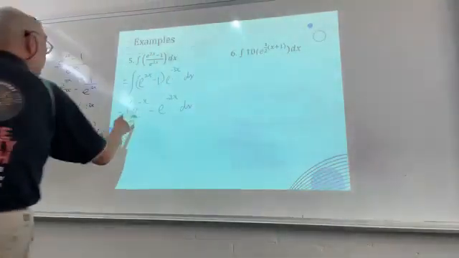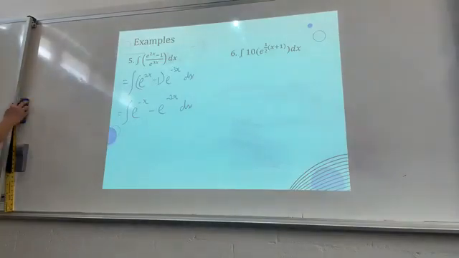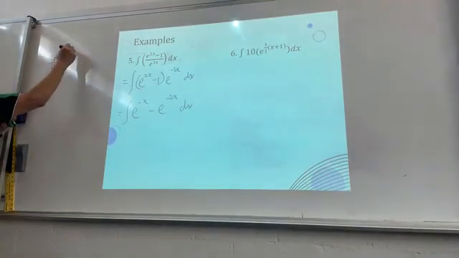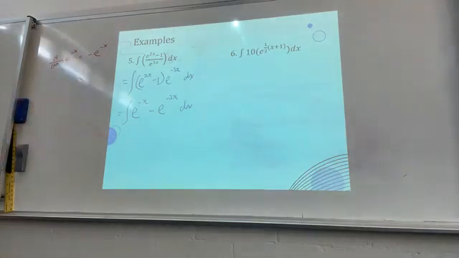How do you do this? This is what you need to know. So let's think about what is d/dx of e to the power of minus x. There's a negative. That is minus e to the power of minus x. Correct? Definitely a negative. Yeah?